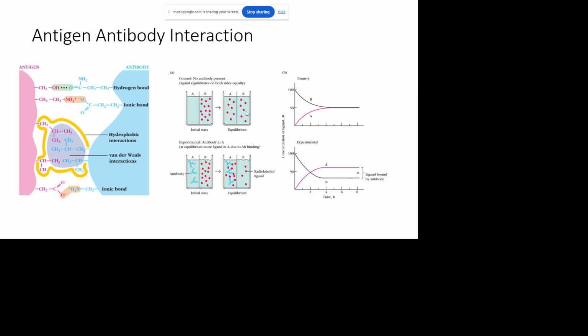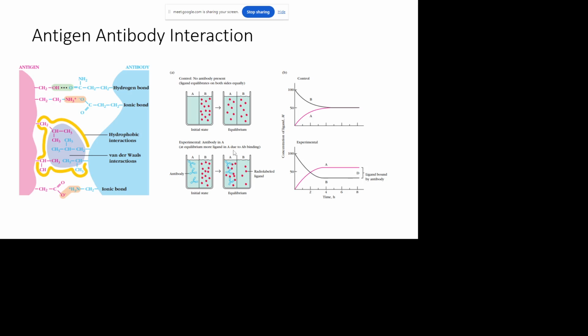So this is your control where no antibody was added. Now imagine one situation in your experiment. You have added antibody in A compartment. So antigens are in B compartment and antibodies are in A compartment, initial state. After some time, when you allow this antigen to migrate through the semipermeable membrane from B to compartment A, what will happen? Some of this antigen which has traveled from B to A will be bound by the antibodies which are present in compartment A, right?